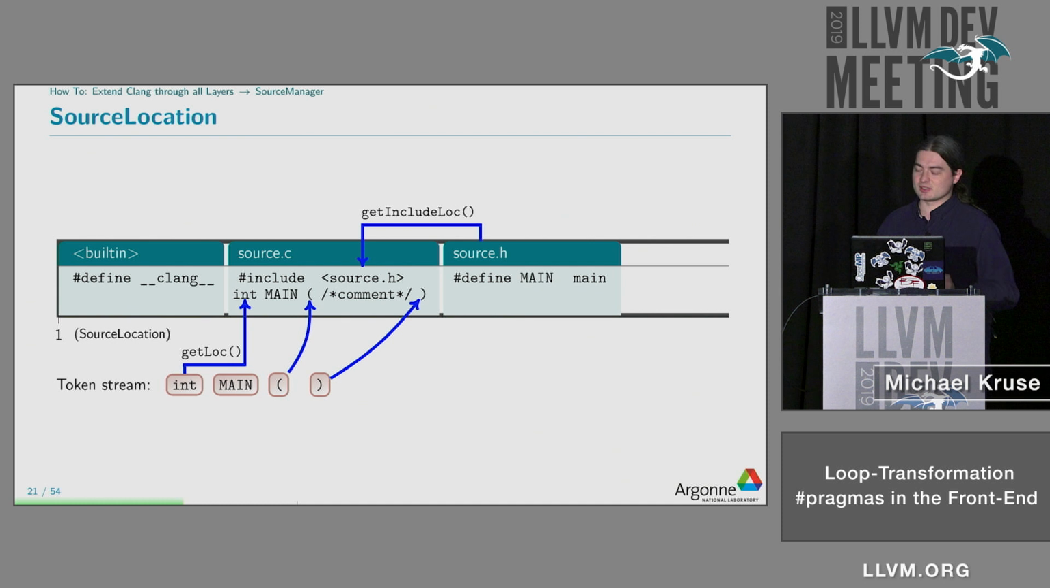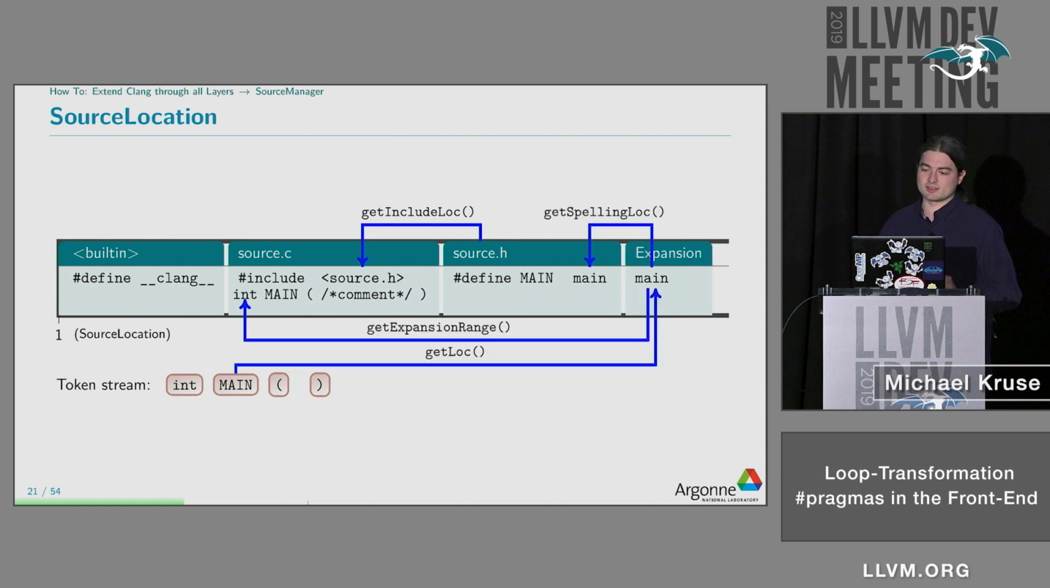Something interesting happens if you do a macro expansion. In this case, another source file is appended to the source manager containing the expansion of the macro, which then points to where it has been expanded from, at getExpansionRange, and the spelling log where this word actually appears.